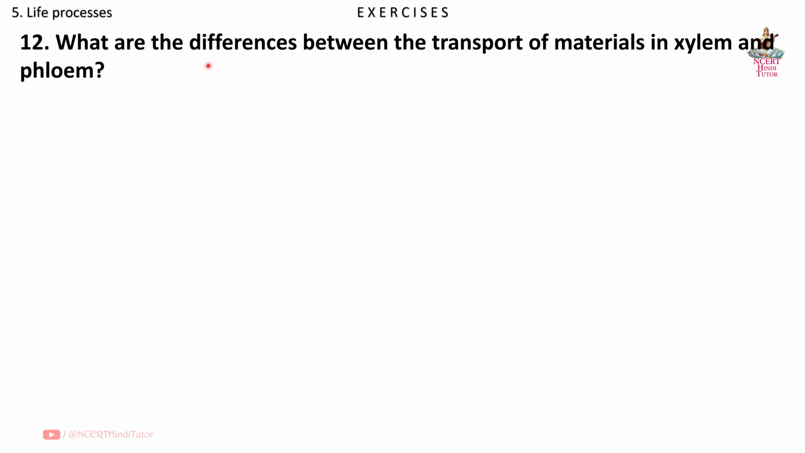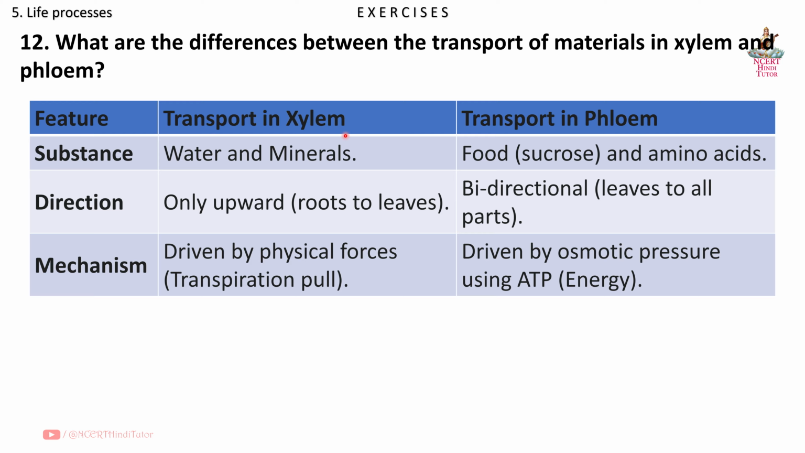Question 12. What are the differences between the transport of materials in xylem and phloem? Answer. Substance: transport in xylem, water and minerals. Transport in phloem, food, sucrose and amino acids. Direction: transport in xylem, only upward, roots to leaves. Transport in phloem, bidirectional, leaves to all parts. Mechanism: transport in xylem, driven by physical forces, transpiration pull. Transport in phloem, driven by osmotic pressure using ATP energy.